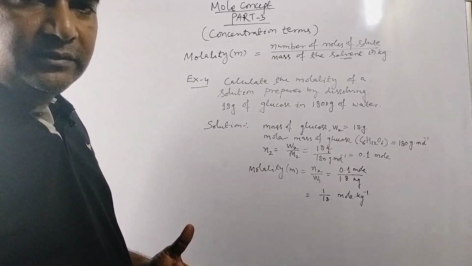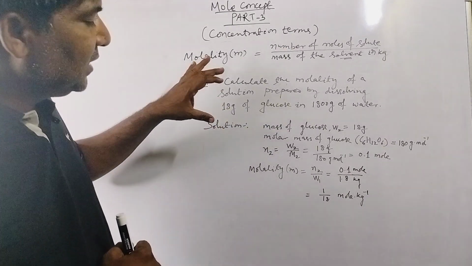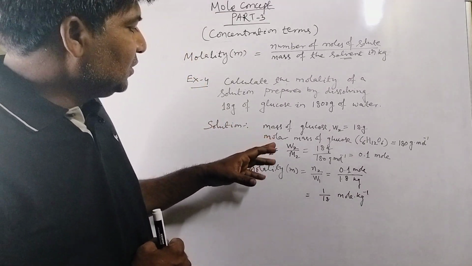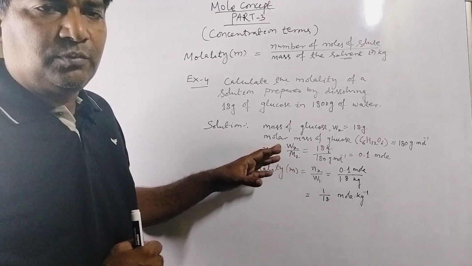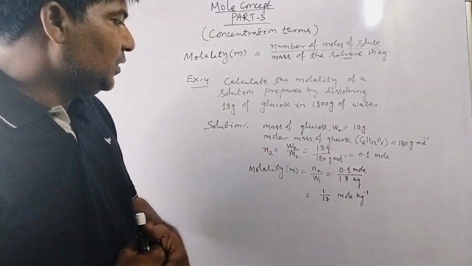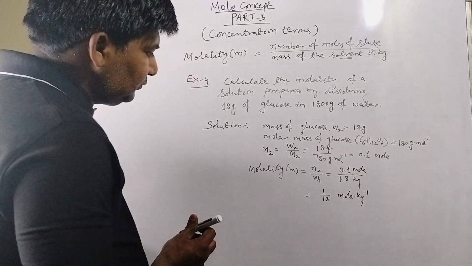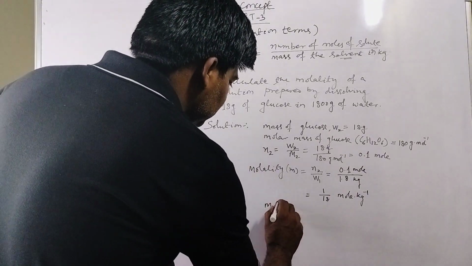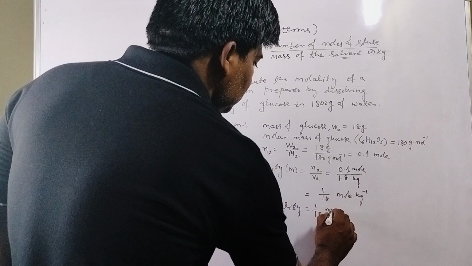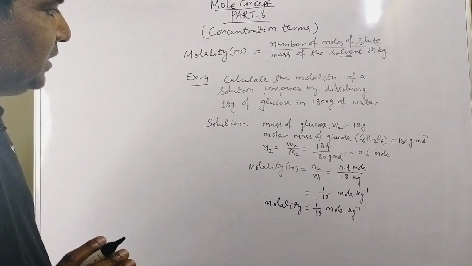So I think this is very easy to understand, because in this question I have given you mass of solute, that is mass of glucose, and mass of glucose divided by molar mass of glucose gives you number of moles of glucose. So 18 gram divided by 180 gram per mole, that gives 0.1 mole. Okay. So the final answer, the final molality is 1 by 18 mole per kg.